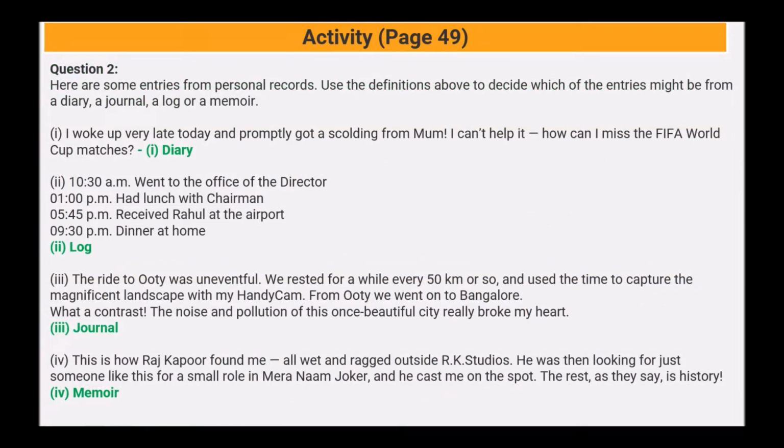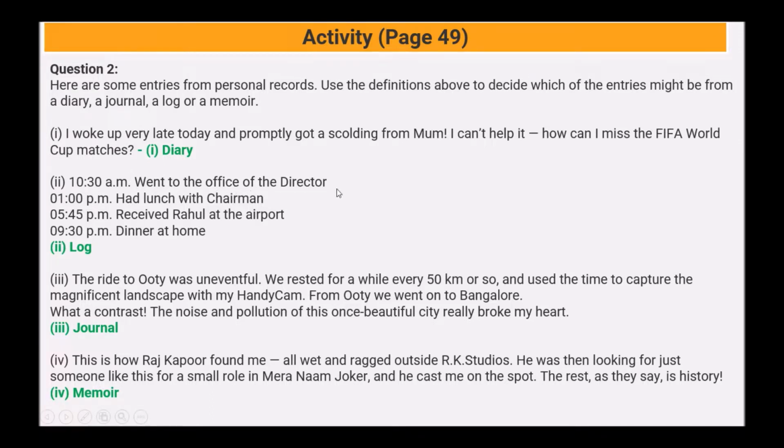Next, here are some entries from personal records. Use the definitions above to decide which of the entries might be from a diary, a journal, a log or a memoir. "I woke up very late today and promptly got a scolding from mom. I can't help it. How can I miss the FIFA World Cup matches?" This is a diary note.